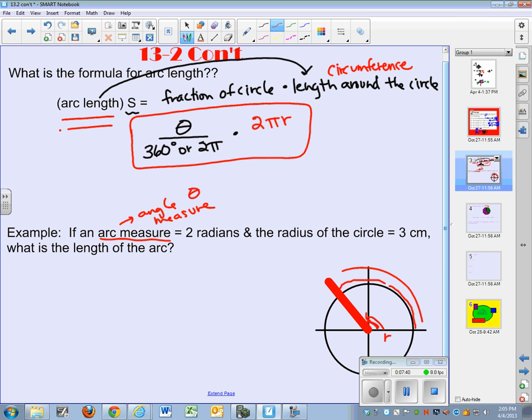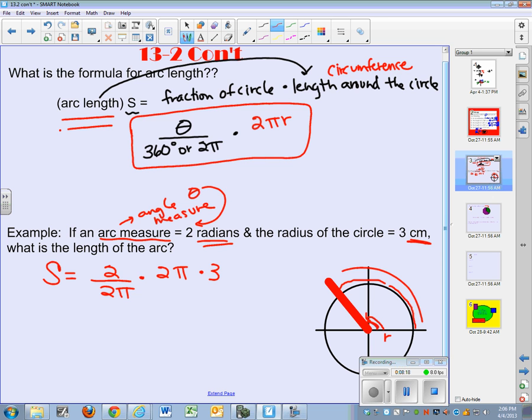Okay, so instead of in radians, we want a measurement this time in centimeters. Okay, so let's write down what we know. S equals, for arc length, our theta is 2 radians. So if it's in radians, should I use 360 or should I use 2 pi? 2 pi. So 2 divided by 2 pi times 2 pi r. And r we know is 3.